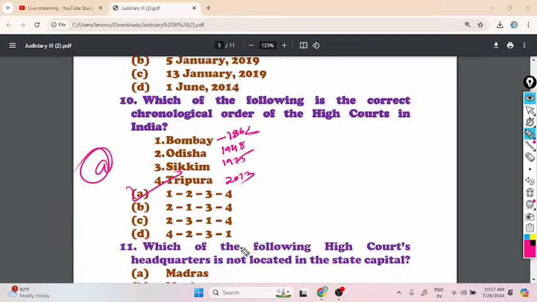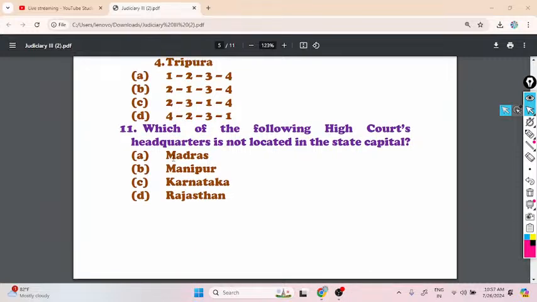Today's question number 10, answer is A. Correct chronological order. Which of the following high courts headquarters is not located in the state capital? You will see some high courts have their headquarters in state capital, but some do not. That is different things.